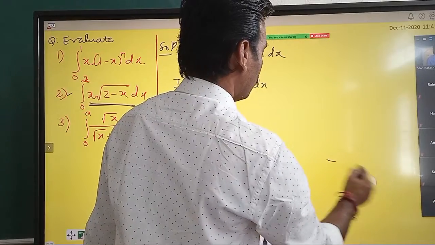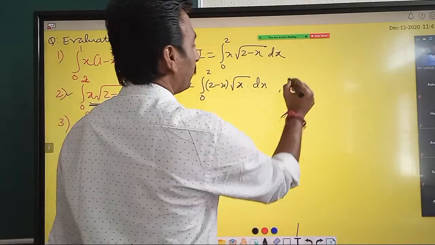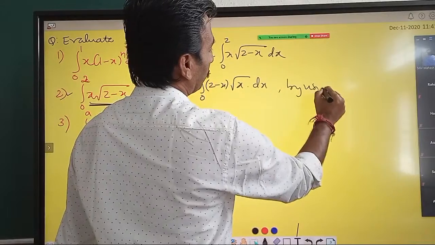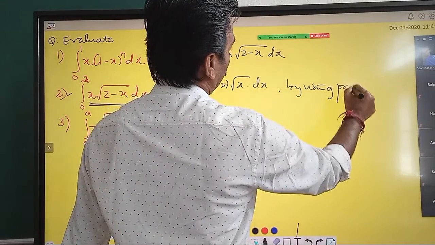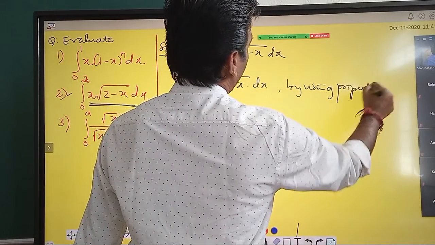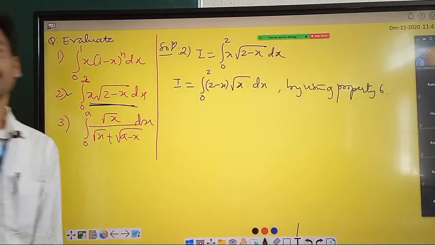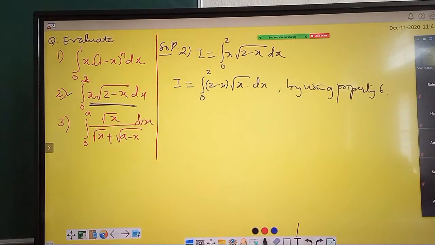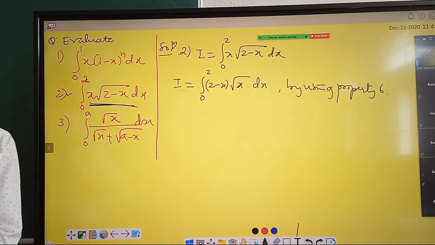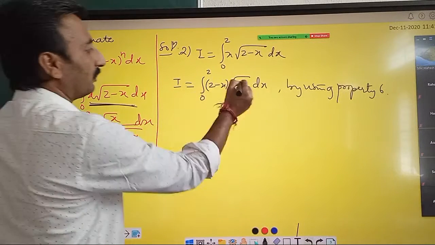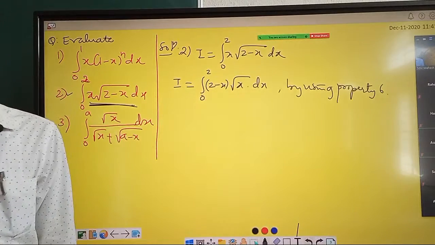Yes, by using Property 6, correct? The integral from 0 to a of f(x) dx equals the integral from 0 to a of f(a minus x) dx. Now what is root x meaning? x raised to 1 by 2, correct?